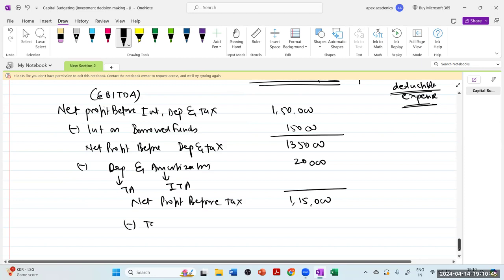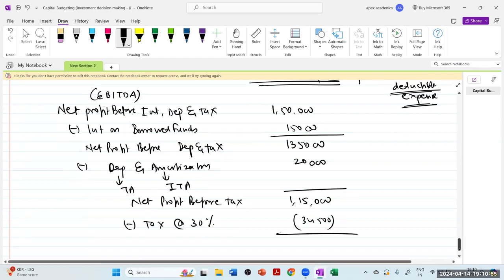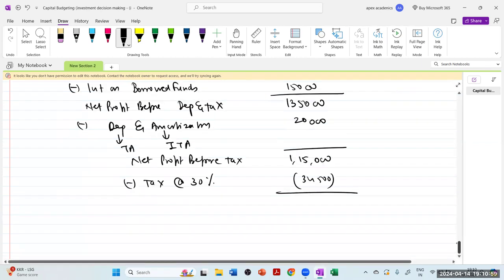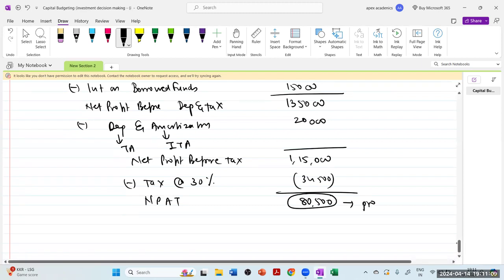On this, you will calculate a tax at the rate of 30%. So 1,15,000 multiplied by 30% gets you to 34,500. Subtract this from 1,15,000. How much will you have? 80,500. What is this? This is net profit after tax. Now, this is the profit that you have earned. Please understand this. Profit your company has earned.